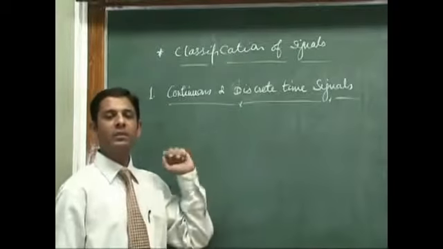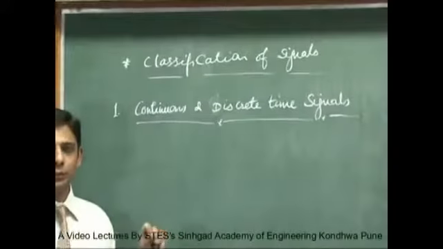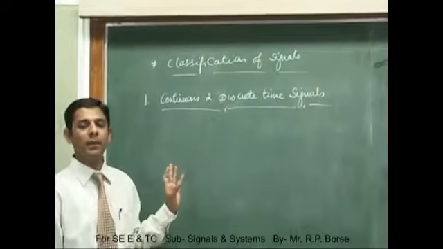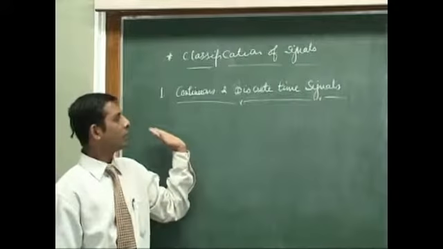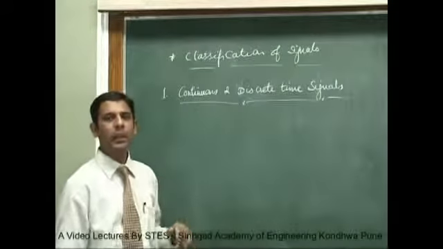Okay, so now we have defined signals and we have seen the concept of dependent and independent variables also. Now let us see the classification of signals, which is the first chapter of unit 1. So as I told you, we are going to take different classifications. So first is continuous and discrete time signals.